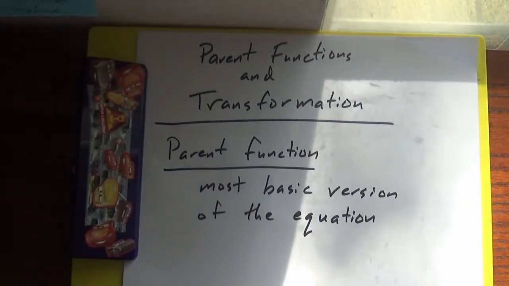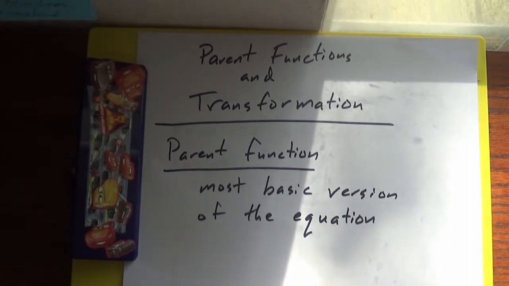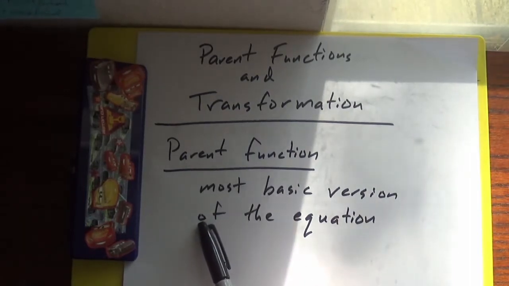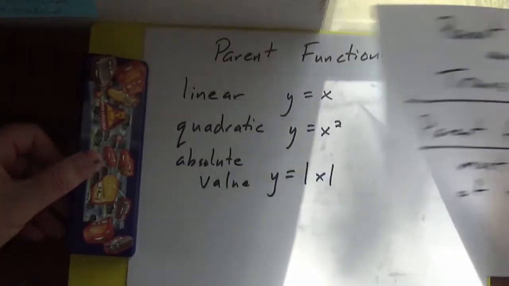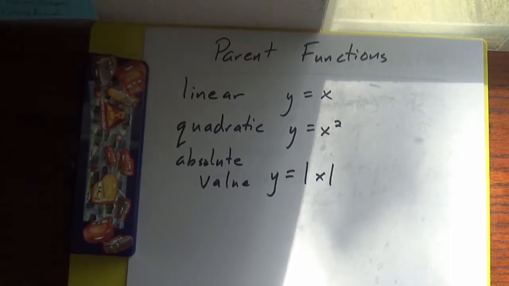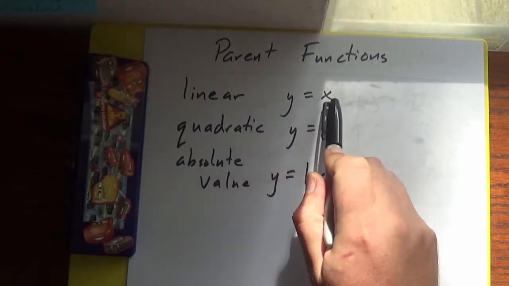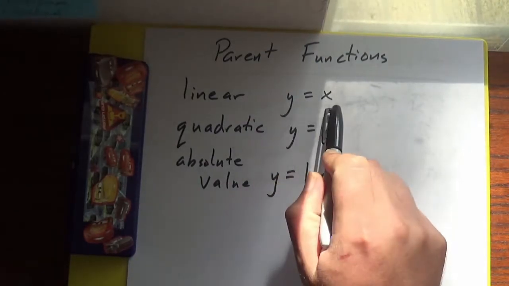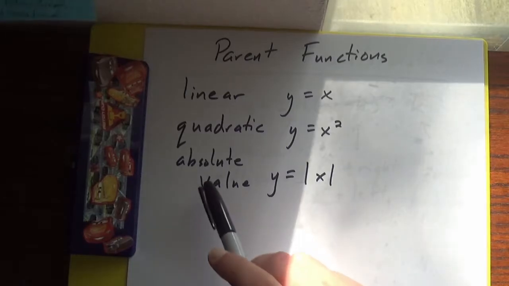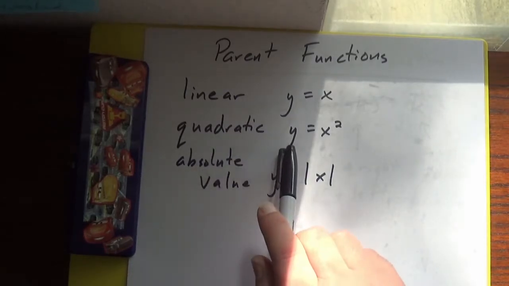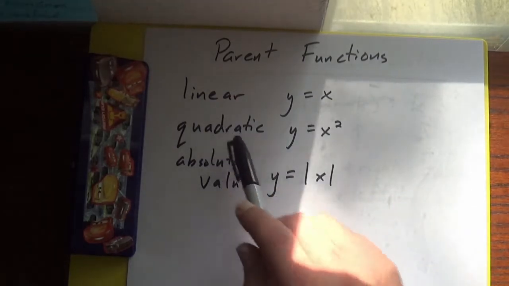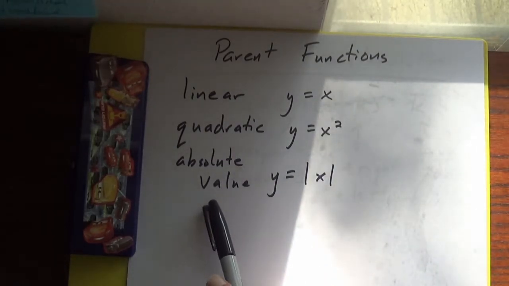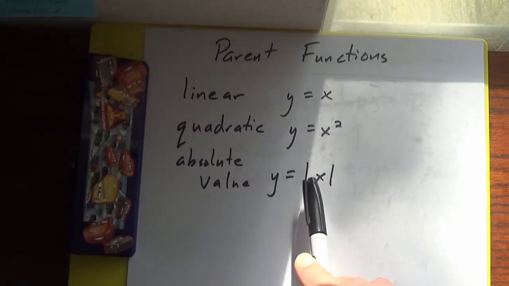Back to Lake Math. Today we're going to talk about parent functions and transformation. A parent function is the most basic version of an equation. So if we're talking about linear stuff, your parent function is just y equals x. That's the minimum amount of stuff to make it linear. If we're doing quadratics, it's just y equals x squared. That's the least amount of stuff to make it quadratic. And for absolute value, it's just y equals absolute value of x.